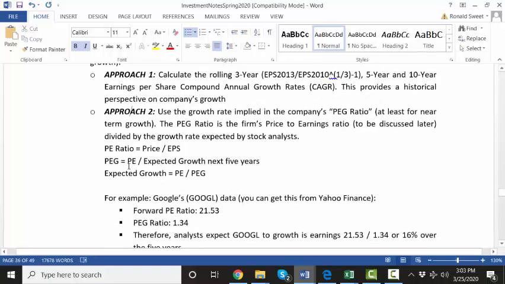Approach 2 uses what's called the PEG ratio. The PEG ratio is essentially built on the PE ratio of the firm. We'll talk about PE ratios a little bit more later in the class. The PE ratio is the firm's price per share divided by its earnings per share. The PEG ratio is the PE ratio divided by the growth rate that the market assumes over the next 5 years. So if you have the PE ratio and you have the PEG ratio, you can figure out the growth rate that the market expects over the short term. So your expected growth would be your PE ratio divided by your PEG ratio.